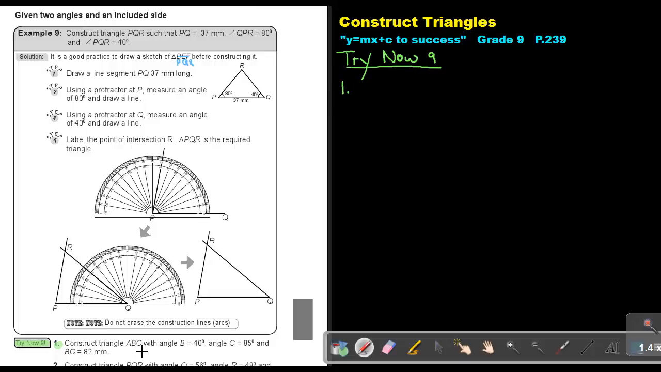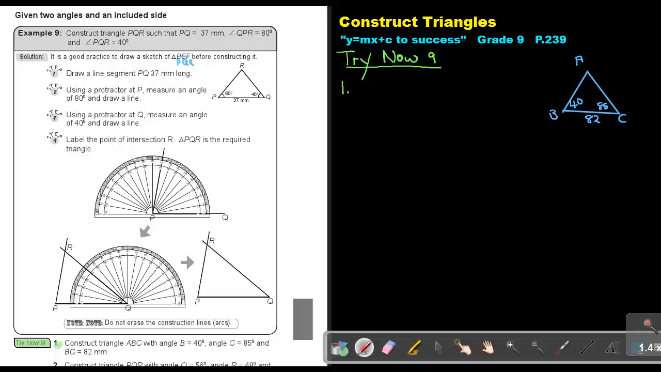Construct triangle ABC. Okay, let's start. I'm going to start with a rough sketch. I like to put it in another color. Since ABC is not a 90-degree triangle, I prefer to draw it like this: A, B, C, with angle B 40 degrees, angle C 85 degrees, and BC 82 millimeters.